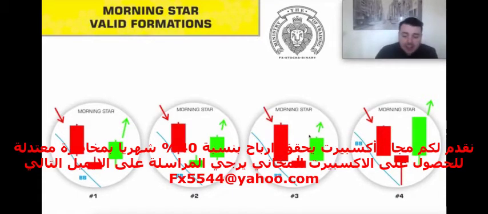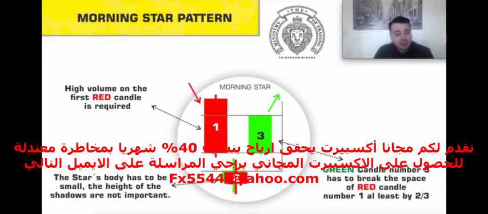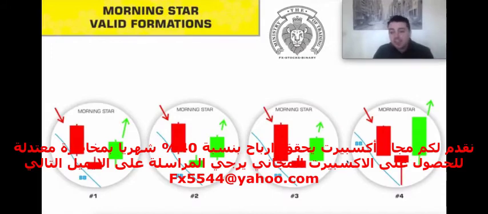Now, this is the example that I told you about in the first slide, that a gap can help the success rate of the pattern. However, you can see that in here we don't have any kind of gap, and that's okay. Ideally, you want to see something like this or something like the first one, but if you don't have any gap, it's going to be alright. What is important is that the first candle has a very big body and is bearish. The second one has to be a star. The smaller the body, the better. And the third candle has to penetrate the space of the first candle by 2/3.